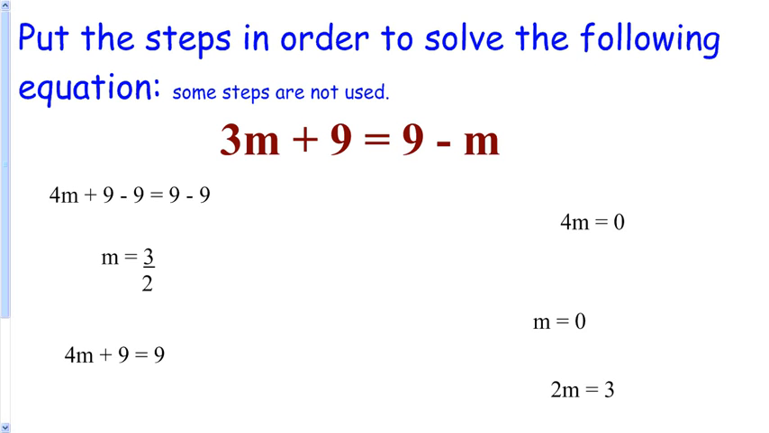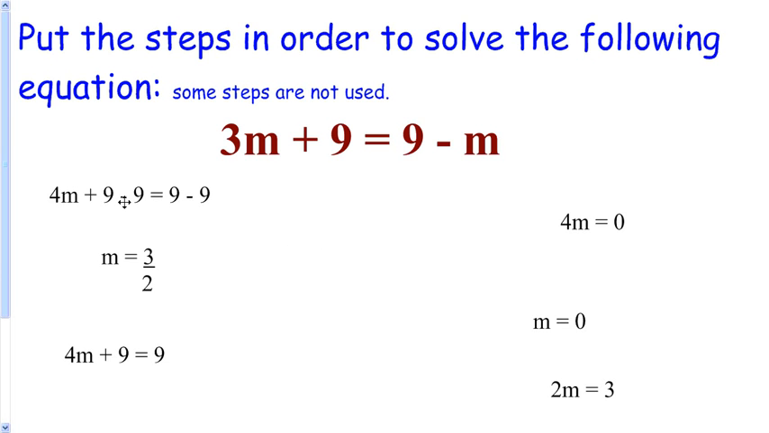Okay, here's a slightly complicated one. This one has more steps involved. It says put the steps in order to solve the following equations. There's a couple of things here. We have an m on this side, we have an m on this side. We need to collect those like terms, and we need to get them all on one side. So get all the like terms on one side and all of the other terms on the other side. So which step does that?